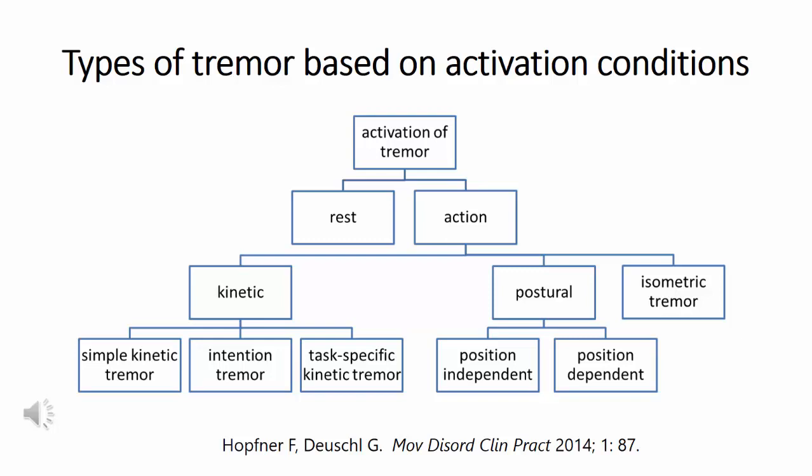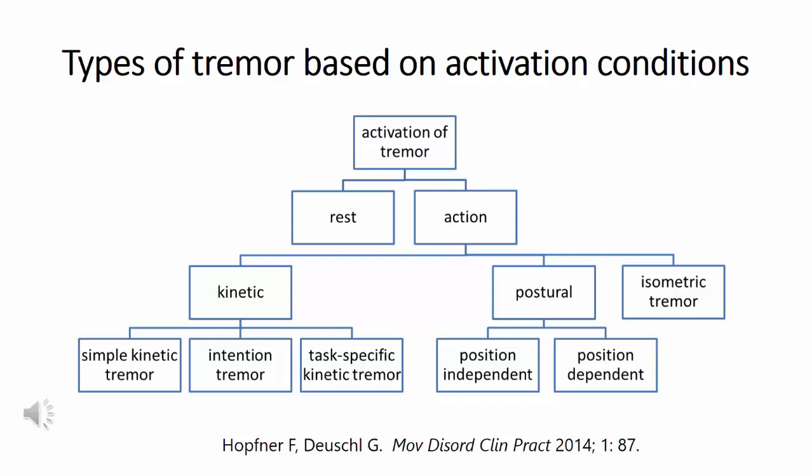Intention tremor is a form of kinetic tremor. Intention tremor is characterized by a crescendo increase in tremor amplitude as the limb approaches its target. Most intention tremors are due to a disturbance in the cerebellothalamic pathway. Professors Hopfner and Deuschl have published an excellent video tutorial on the examination of tremor, and I have cited this paper at the bottom of this slide.